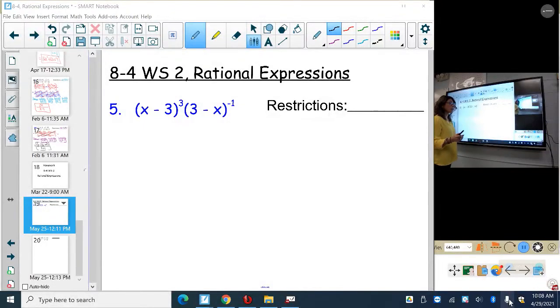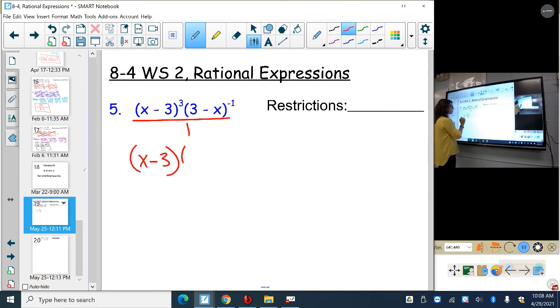Go ahead and start tonight's worksheet. So we're going to go ahead and do 8-4 worksheet 2. So step 1, let's get rid of any negative exponents. So I'm going to make this into a fraction. If I make this into a fraction, should x minus 3 cubed stay or go? x minus 3 stays, and I'm going to write that down 3 times.